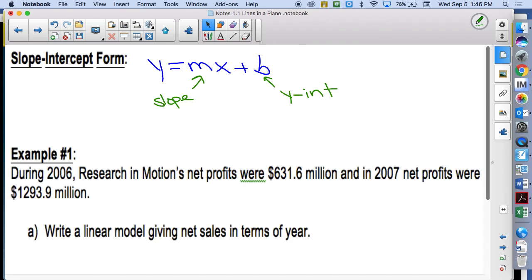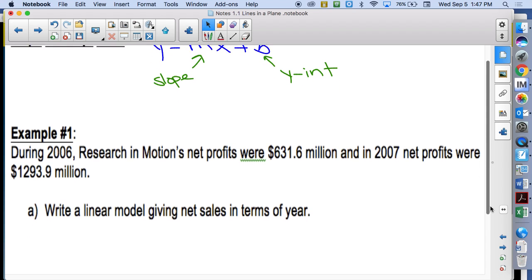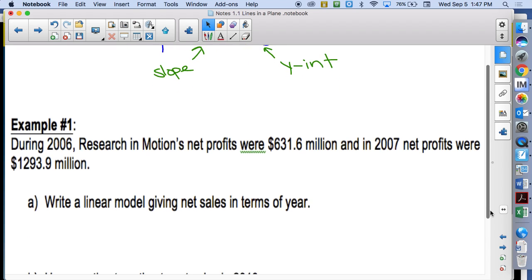So our first little example here, application problem. In 2006, Research in Motion's net profits were $631.6 million. In 2007, their net profits were $1,293.9 million. It wants us to write a linear model, which is another way of saying writing a linear equation, except since it's an application, we use a model, to give the net sales in terms of years.